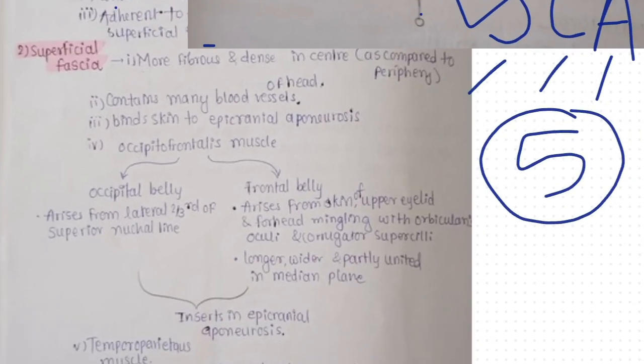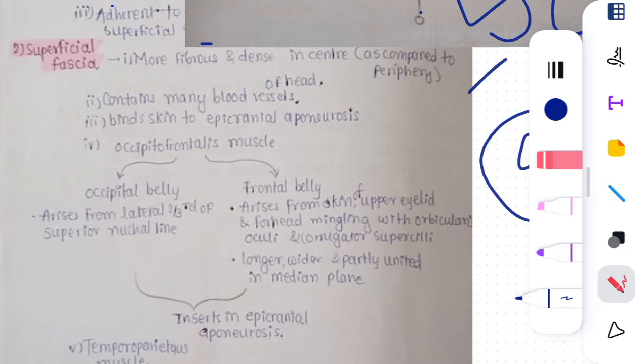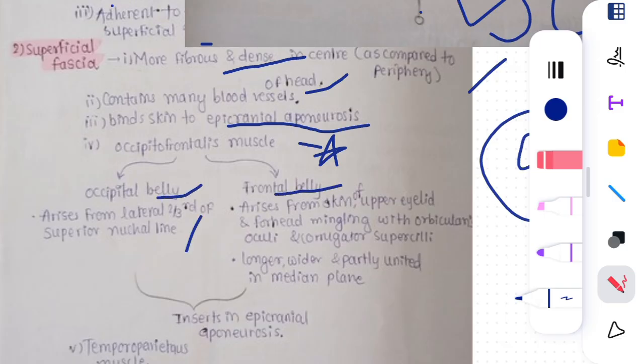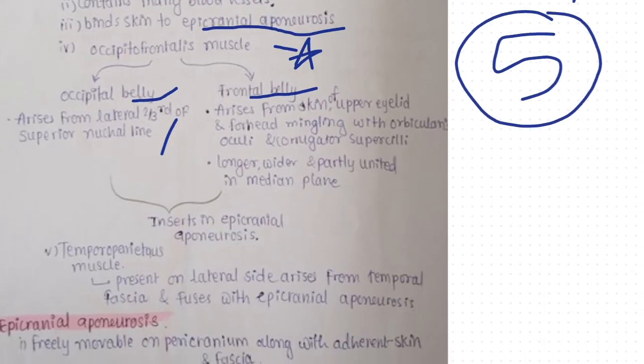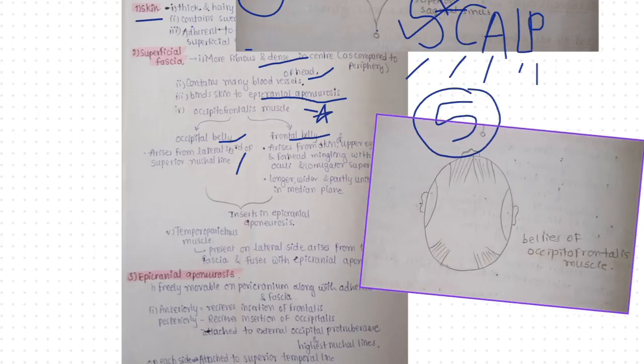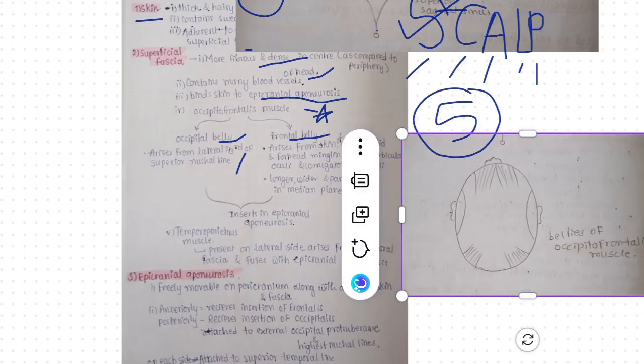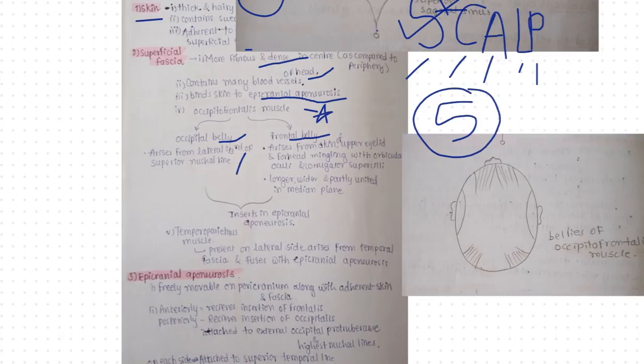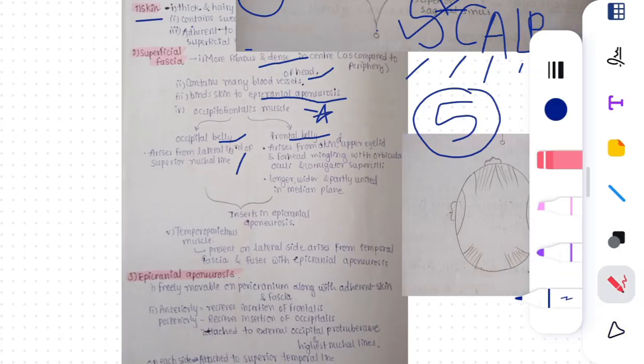Let's see about the superficial fascia, that is more fibrous and dense in center, and many blood vessels are present, binds skin to the epicranial aponeurosis. Also, occipitofrontalis muscles are present, occipital belly and frontal belly, and that inserts in the epicranial aponeurosis. Let's see. This is the diagram. These are the bellies of the occipitofrontalis muscle. From front, frontal bellies, and from occipital region, occipital bellies are present.